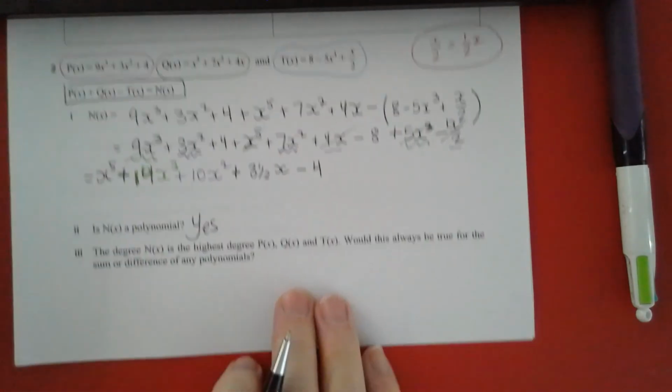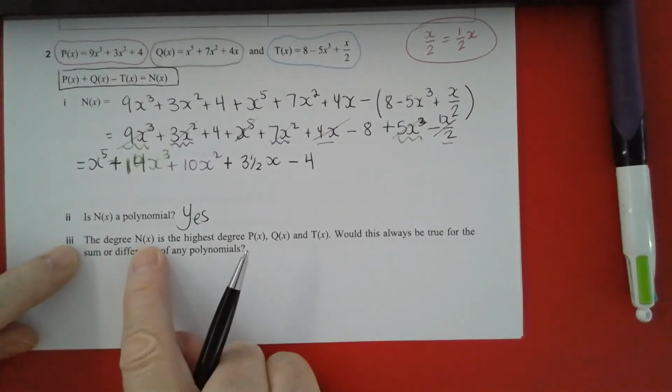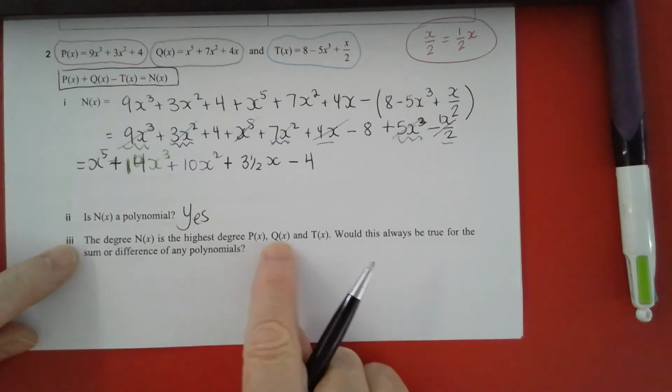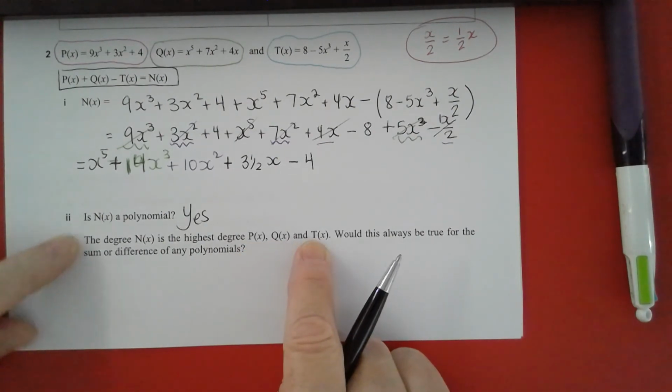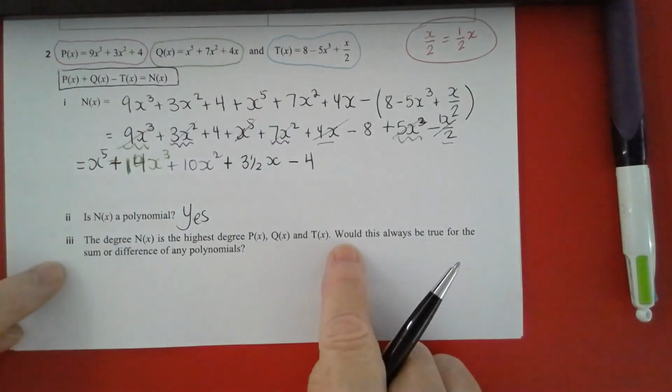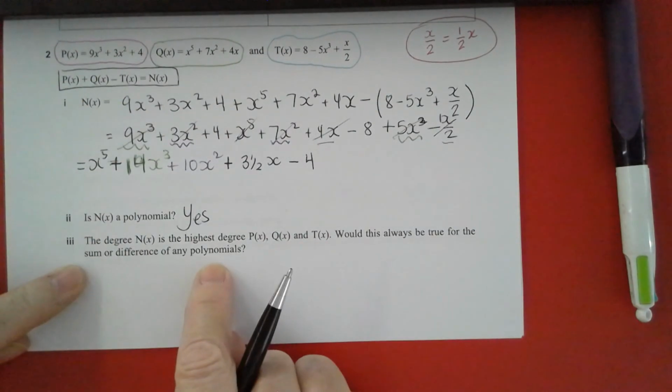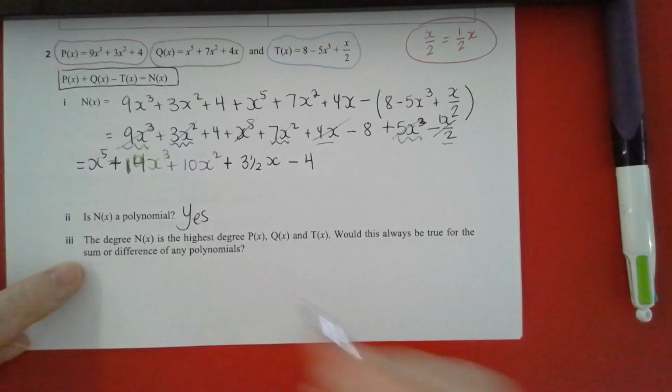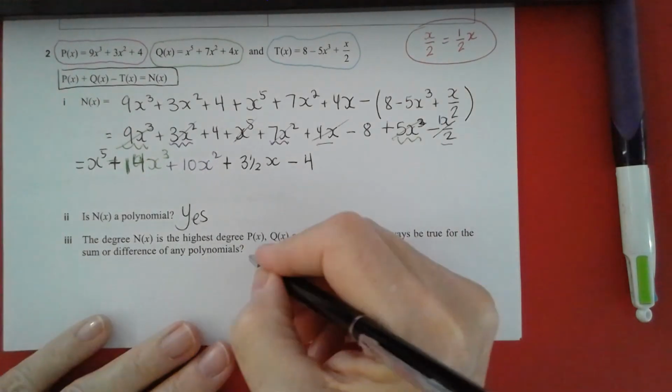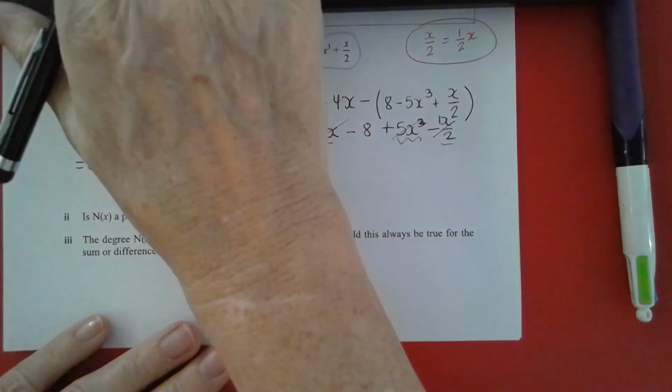And then it says the degree of n of x is the highest degree of p of x, q of x, t of x. So x to the 5th is the highest out of that. Would this always be true for the sum or difference of any polynomial? Yeah. It's never going to get higher because I'm not multiplying. Okay. One video in.